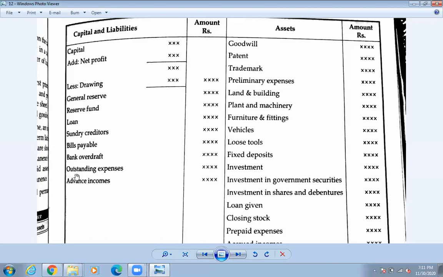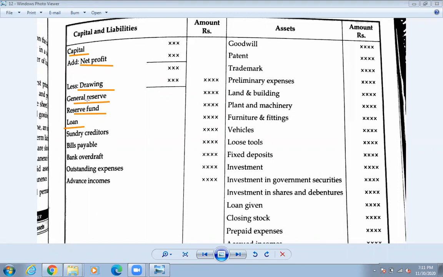In capital there are not many things to remember, but there are many other things to remember. So the first thing you need to remember: capital, then net profit should be added, then drawing must be subtracted, then general reserve will be there, reserve fund will be there. So capital plus net profit less drawing, whatever the amount will come, you need to write on this side, plus minus, and you need to write it here.